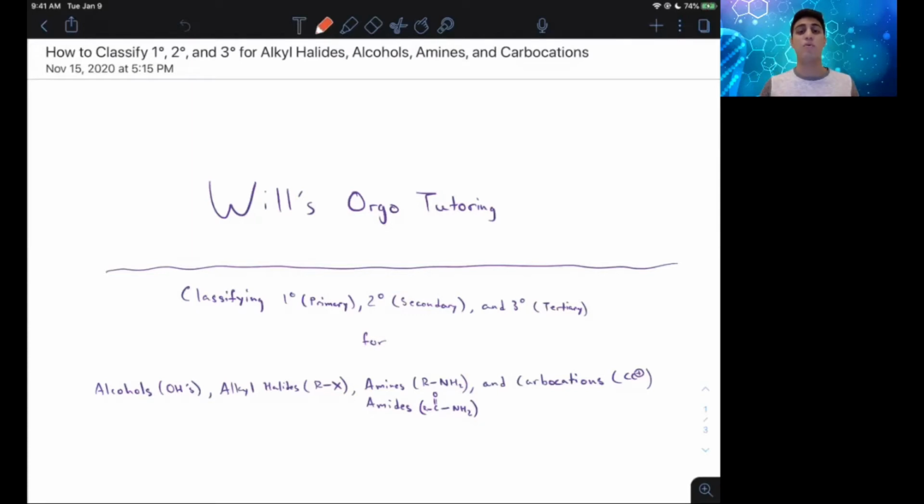So in this video, we're going to be going over how to classify primary, secondary, and tertiary for either alkyl halides, for alcohols, for amines or amides, or even for carbocations. So without further ado, let's just get right into it.